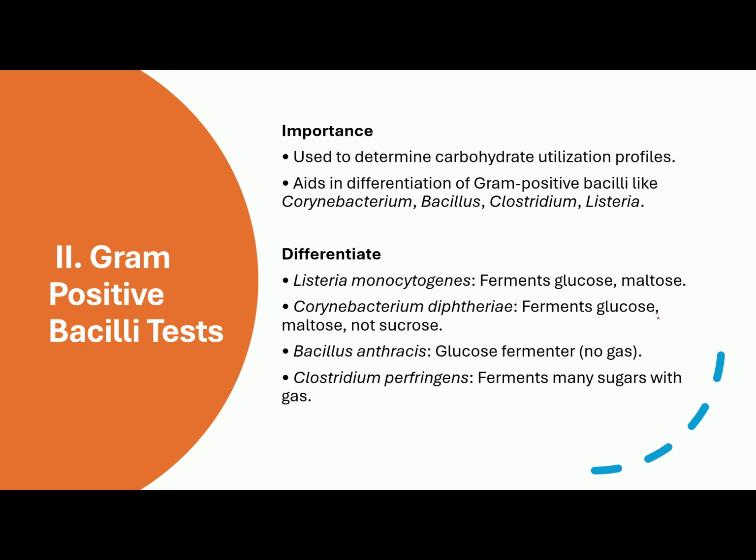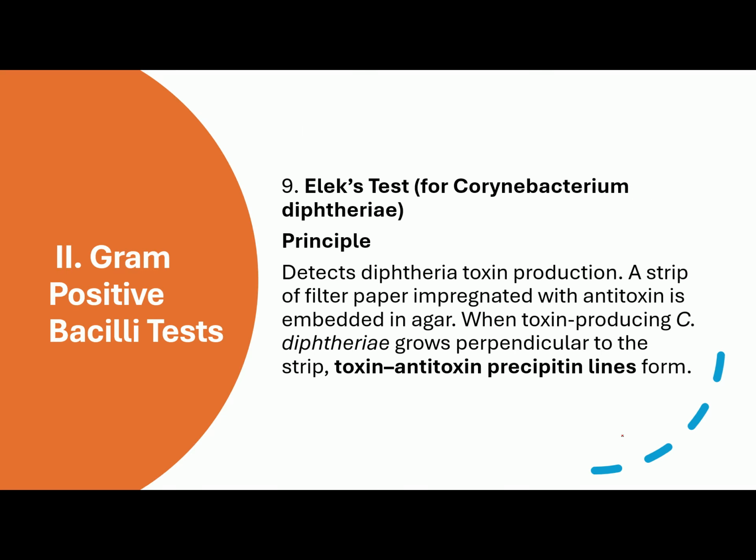Used to determine carbohydrate utilization, aids in differentiation of gram-positive bacilli like Corynebacterium, Bacillus, Clostridium, and Listeria. So Listeria is known to ferment glucose, maltose. Corynebacterium diphtheriae ferments glucose, maltose but not sucrose. Bacillus anthracis, glucose fermenter, sugars with gas. So do remember that.